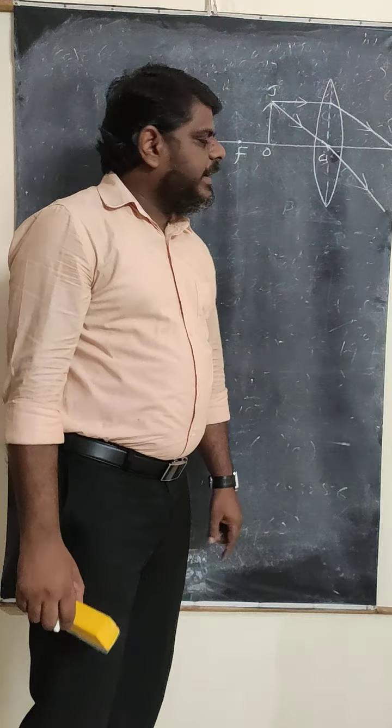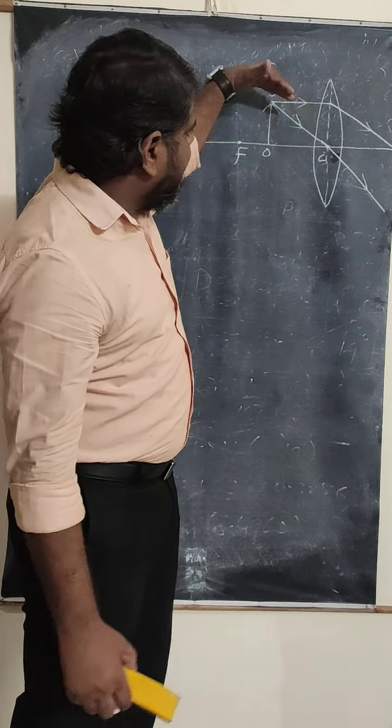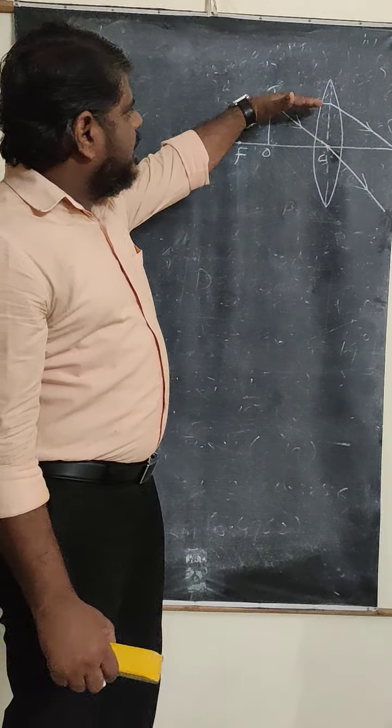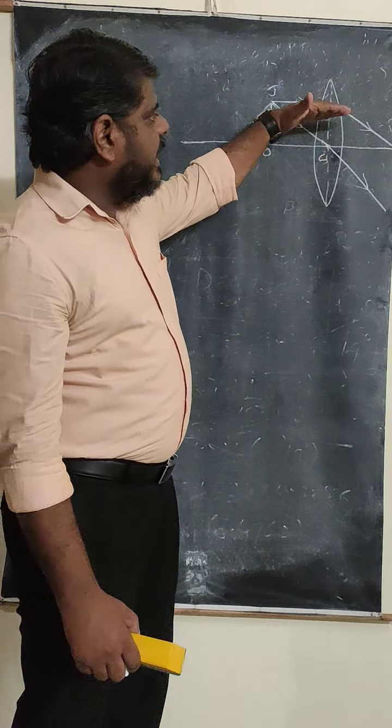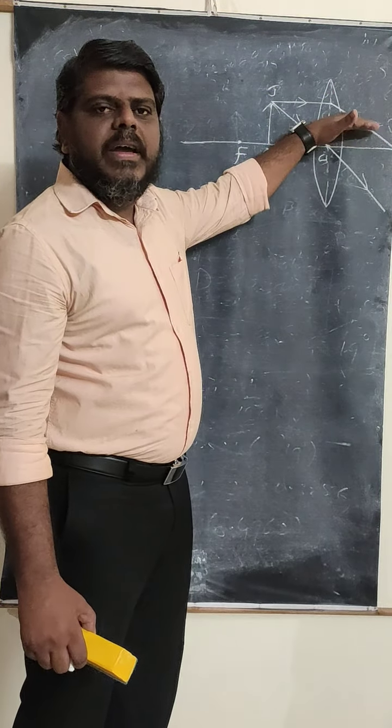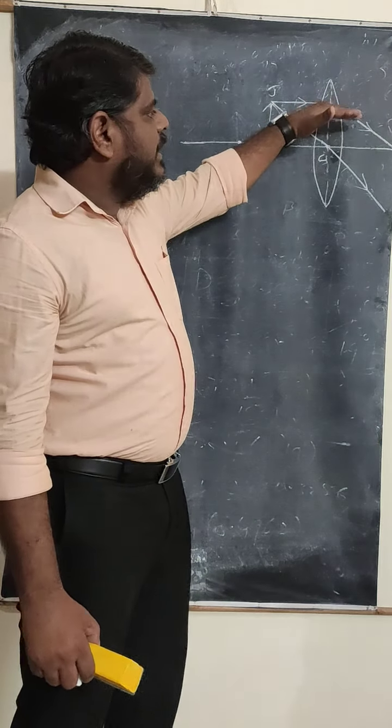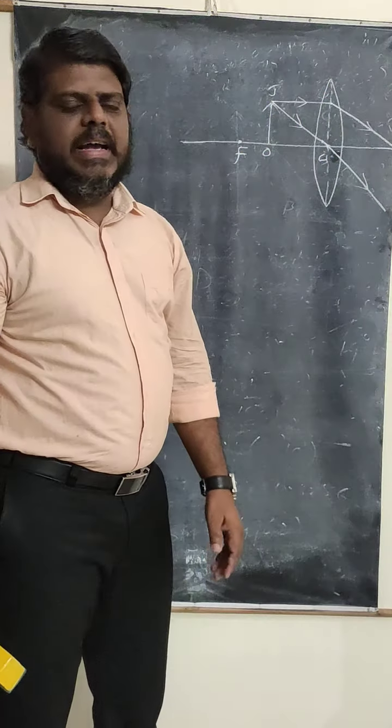So we are taking two rays of light. One ray of light is passing through the optic center and traveling in a straight line. Another one is the parallel ray, which is incident here. After that it will be refracted. The ray of light is converging towards the principal axis.